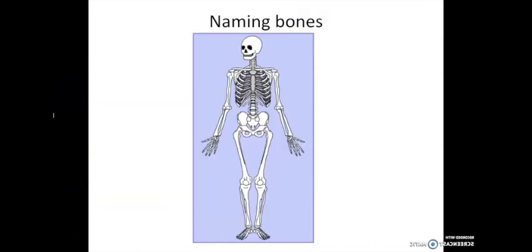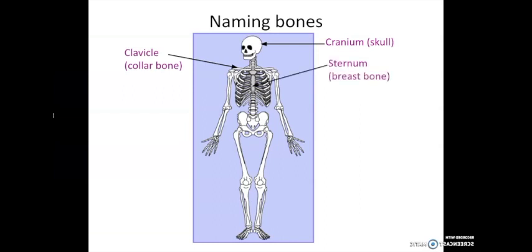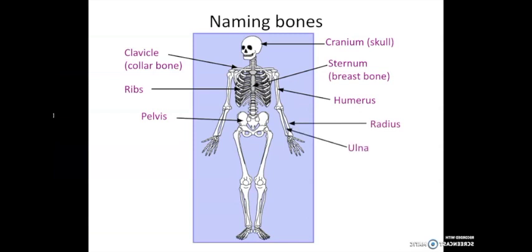So we're going to look at naming the bones on the skeleton. We know the cranium is the skull, the clavicle is your collarbone, so look at where the arrows are pointing to. The sternum is your breastbone, so in the middle of your chest. Ribs. We've got our humerus, our pelvis, radius, and ulna in the arm.